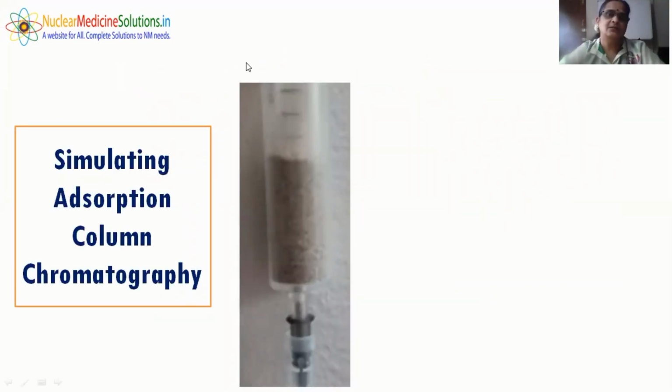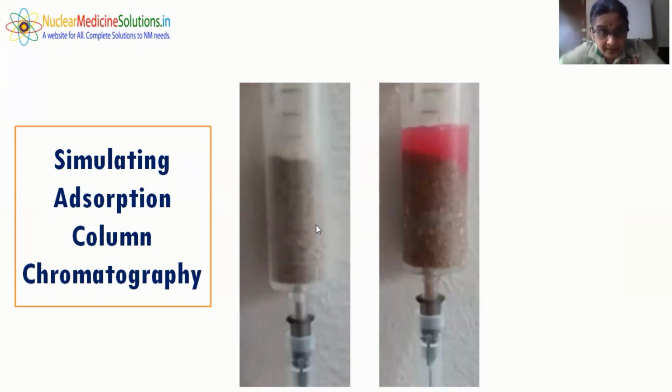Now, what happened in the automated generator is very important, and to understand it is also very interesting. For that, I've taken a simulation of absorption column chromatography. This is the principle of the automated generator. Here, I have taken sand as the absorbent simulator, and if we have absorbed the parent radionuclide to this absorbent, you then pass a mobile phase. The absorbent is the stationary phase, and the mobile phase is saline.